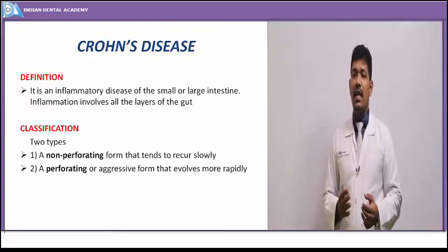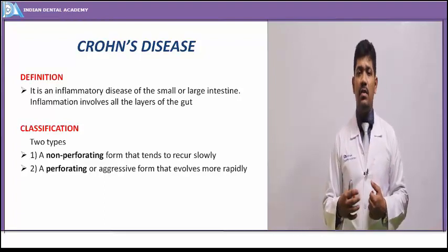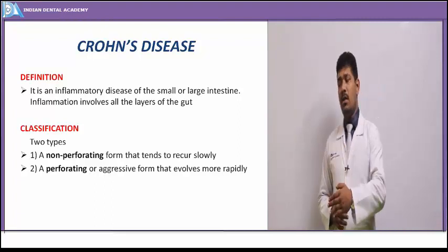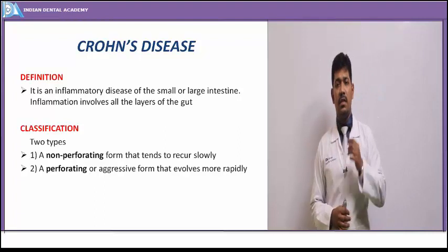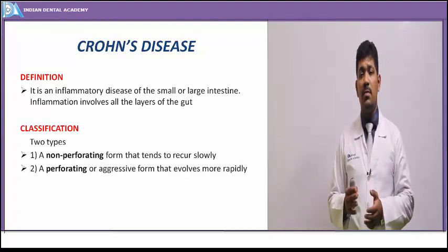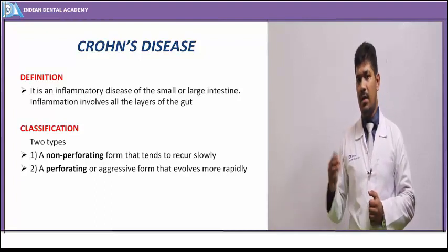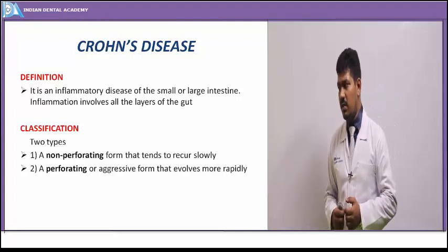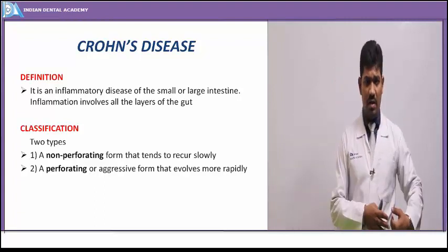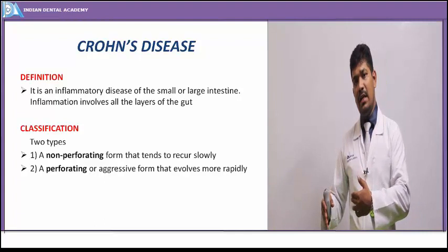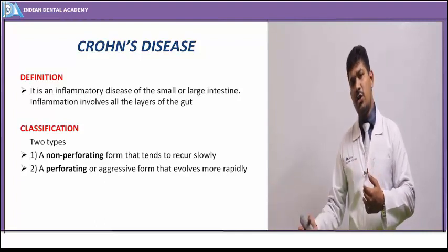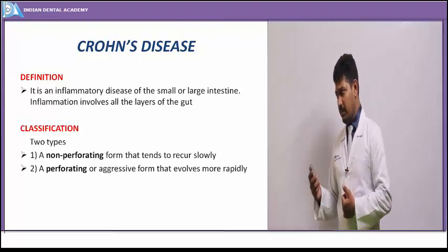Now depending upon the extent to which this inflammation is present, we have a non-perforating type and a perforating type. The perforating type, as the name suggests, has a perforation between the GIT and the surrounding cavities, which is a more severe manifestation of Crohn's disease. The other type is the non-perforating type. As the name suggests, it is a non-invasive type. Recurrence is slightly on the lower side, and the progression of this disease is also slow.